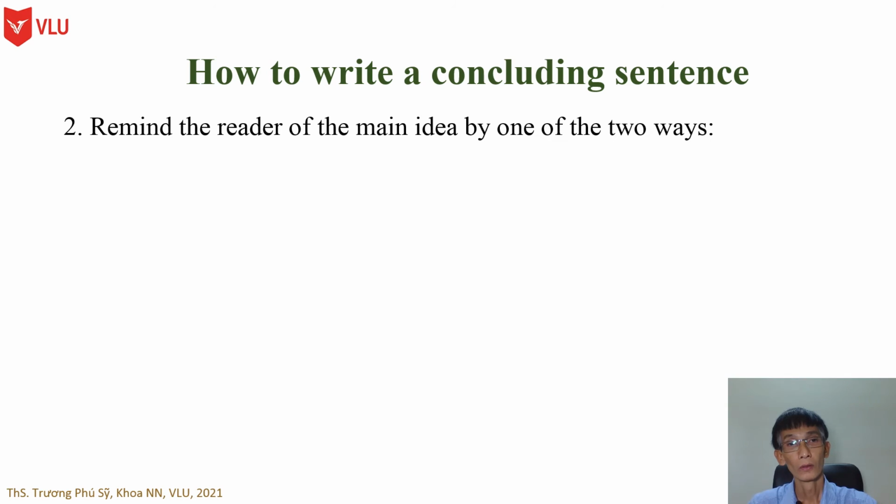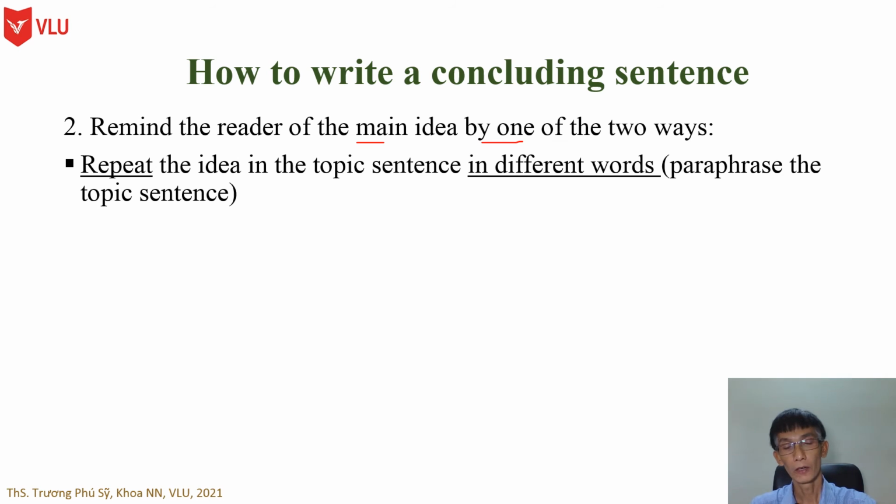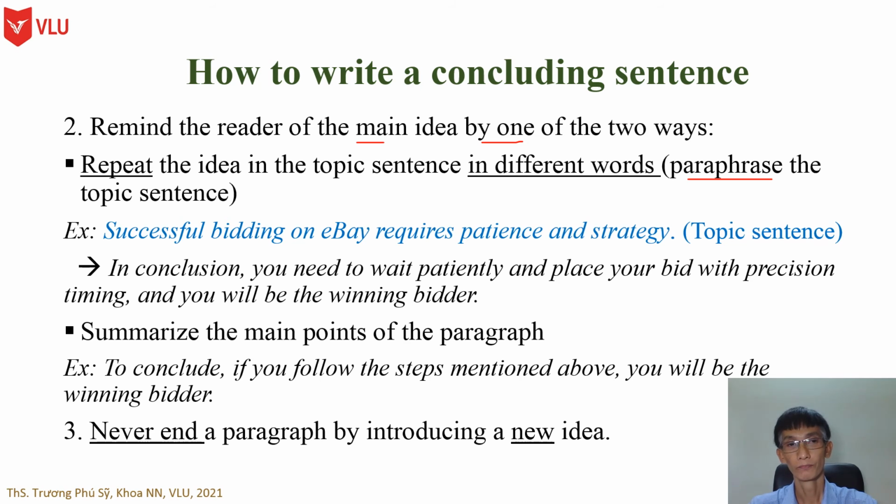Now, the concluding sentence reminds the reader the main idea in one of two ways. The first way, the concluding sentence repeats the idea of the topic sentence in different words, in other words, it paraphrases the topic sentence. For example, look at the topic sentence: Successful bidding on eBay requires patience and strategy.